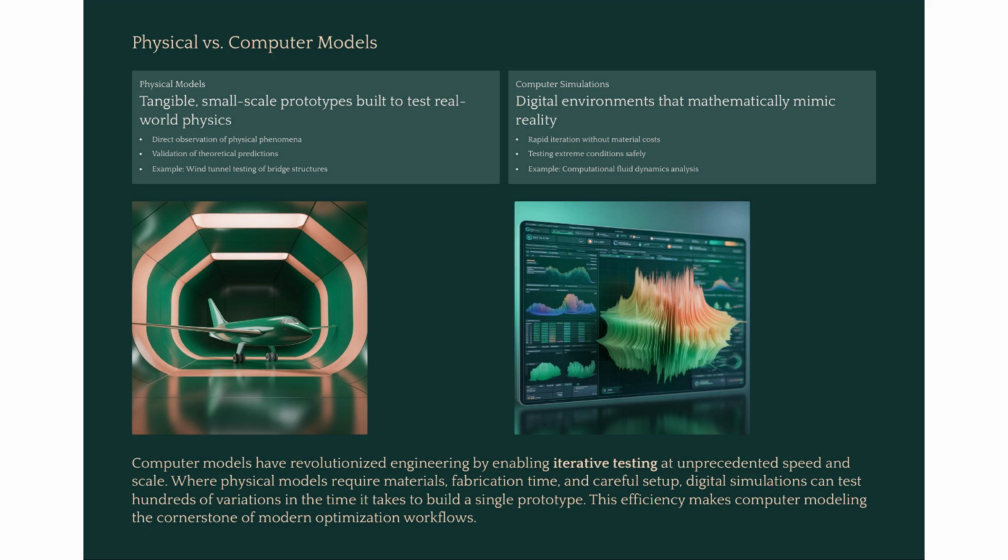Models come in two main flavors. Physical models are things you can touch, like a small, scale version of a roller coaster. Then there are computer models or simulations. For optimization, computer models are often better. Why? Because you can change one number, say the thickness of a wall, and run the test thousands of times without wasting any materials or time.